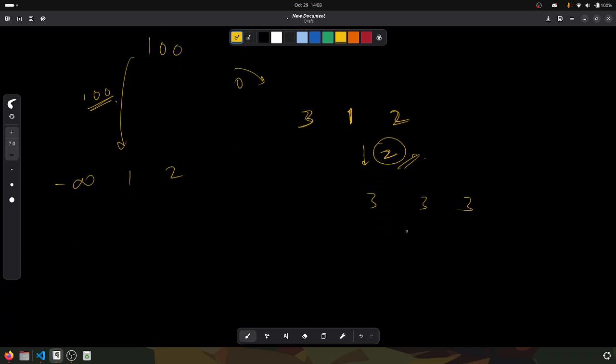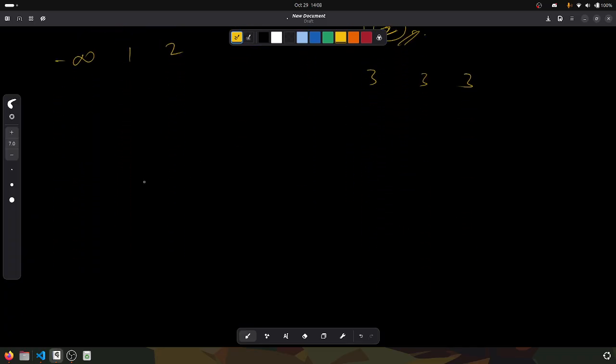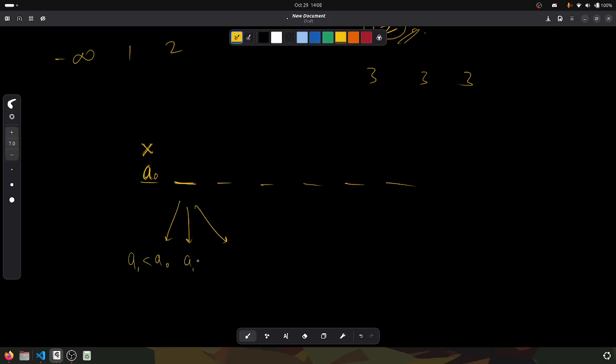So we are seeing that, basically, let's say we had some array, right? And let's say that we decided not to change this element, and this element was a0. So now what will happen is I will have to make this element greater than a0. So there can be three cases: where a1 is less than a0, where a1 is equal to a0, where a1 is greater than a0.